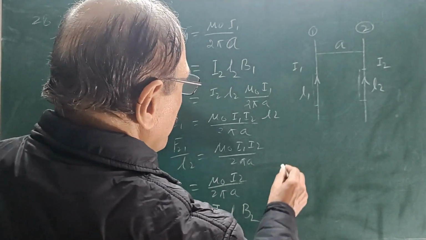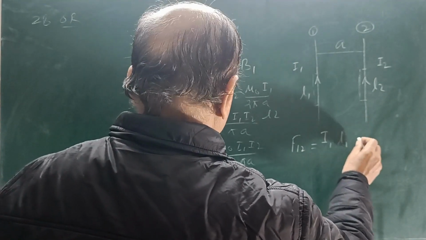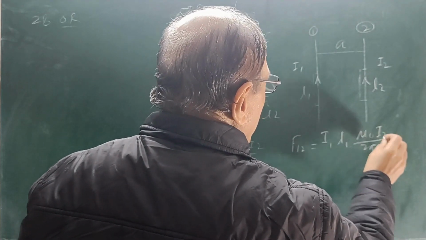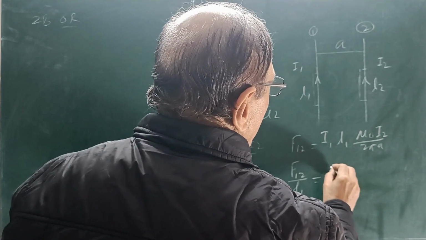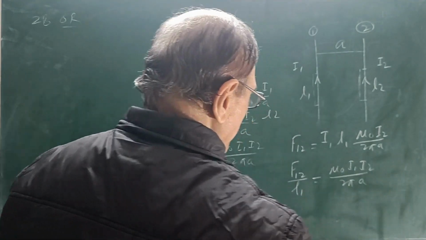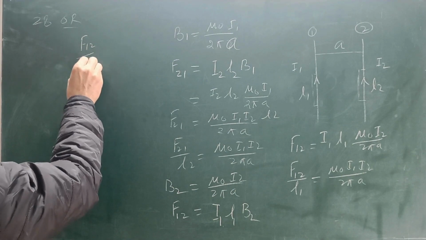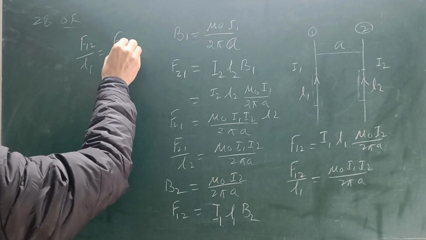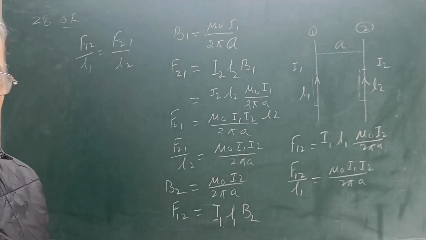So F12 equals I1 L1 times mu naught I2 upon 2 pi A. So force on 1 due to 2 per unit length L1 will be equal to mu naught I1 I2 upon 2 pi A. So here we see that F12 upon L2 is the same as F12 upon L1, which is the same as F21 upon L2. So this force is equal, and where will be the direction?